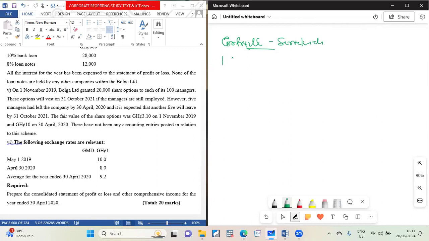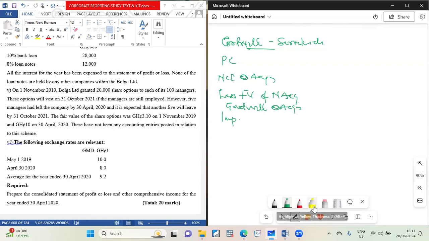We need his purchase consideration. We need the NCI at acquisition. We need the fair value of net assets at acquisition, less that. And there was impairment, so we will need his impairment. And we will get goodwill at acquisition. So how much was his purchase consideration?